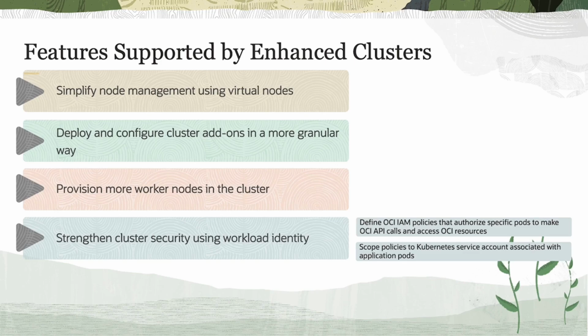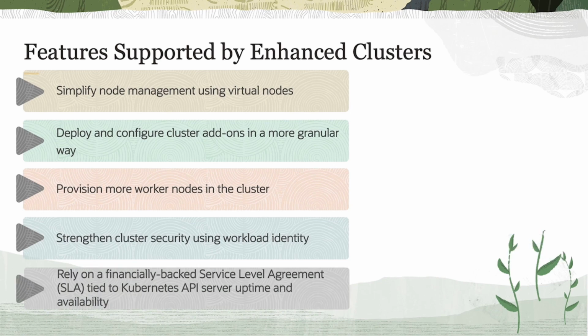of security and accountability. Ensuring high availability and uptime of your Kubernetes API server is essential for the smooth operation of your cluster. With enhanced clusters, you can now rely on a financially backed service level agreement tied to Kubernetes API server uptime and availability. This means that you can expect a certain level of uptime and availability for your Kubernetes API server, and if it degrades below the stated SLA, you will receive compensation. This provides an extra level of assurance and helps ensure that your cluster is highly available and performant.